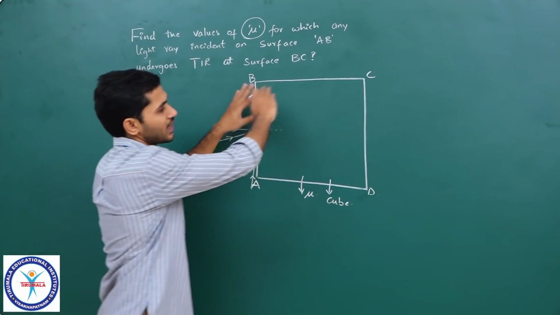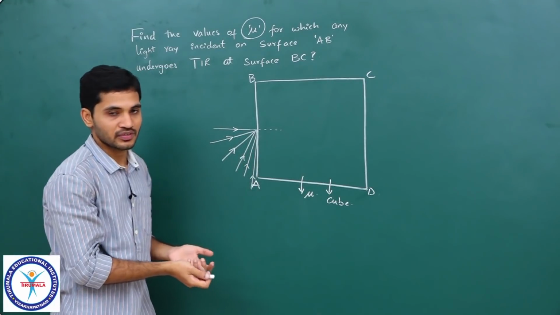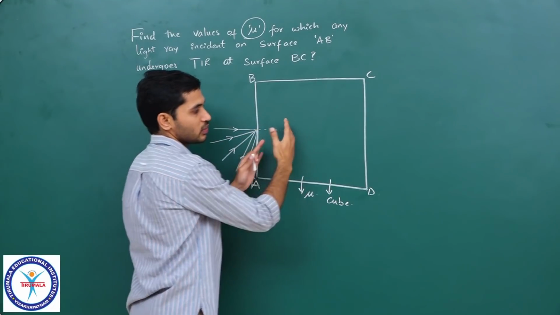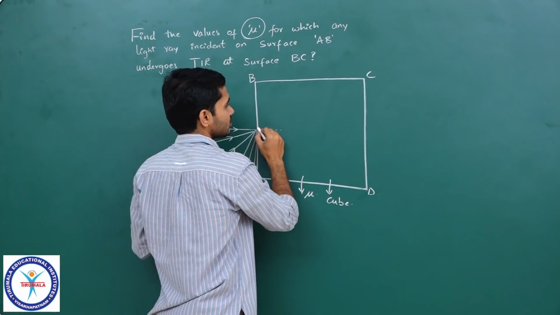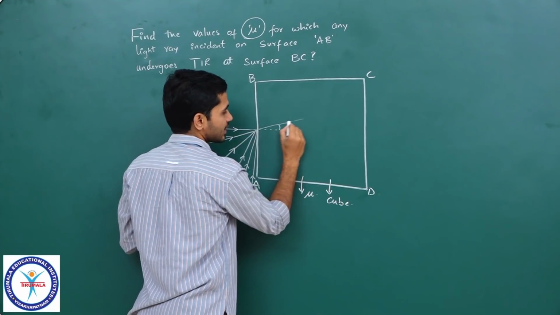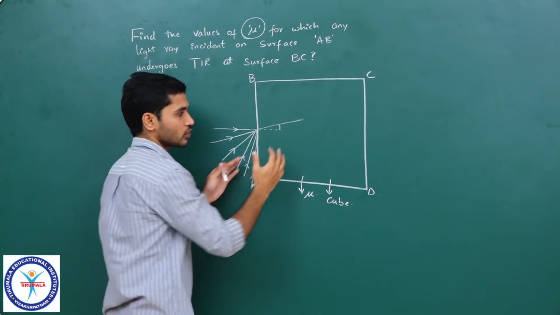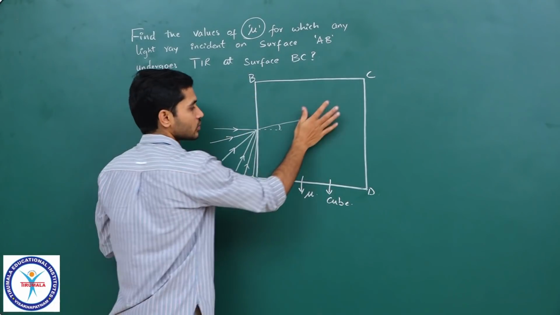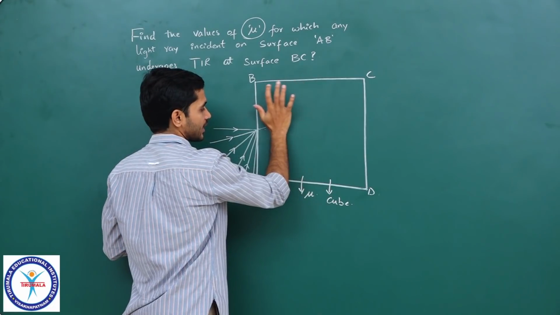So, you can consider that the cube is sufficiently large, so that any light ray which enters, even if the angle is very small like this, even if the light ray enters at a very small angle, if the cube is very large, it will go and strike the surface BC, correct. So, let us consider a scenario like that.